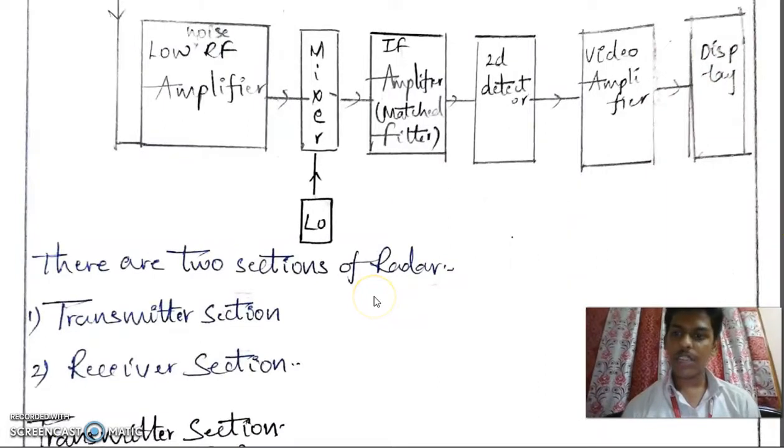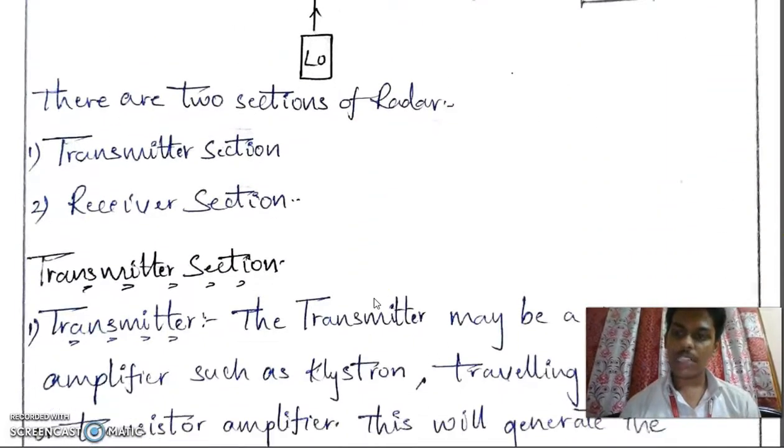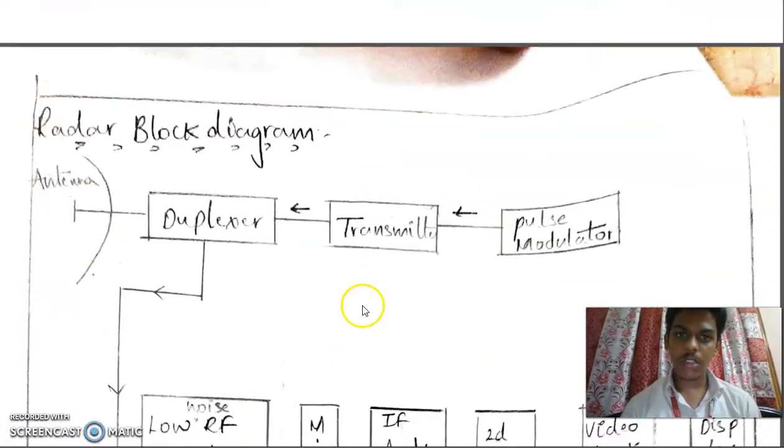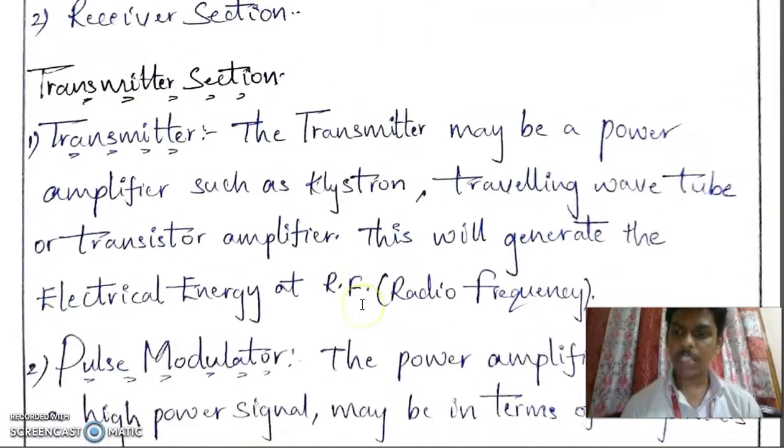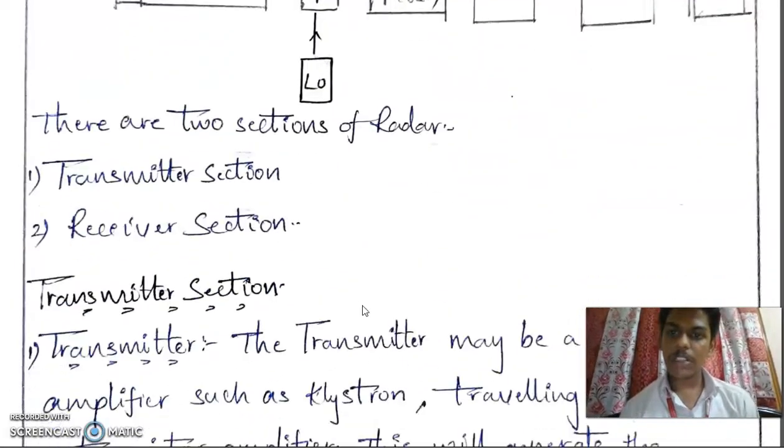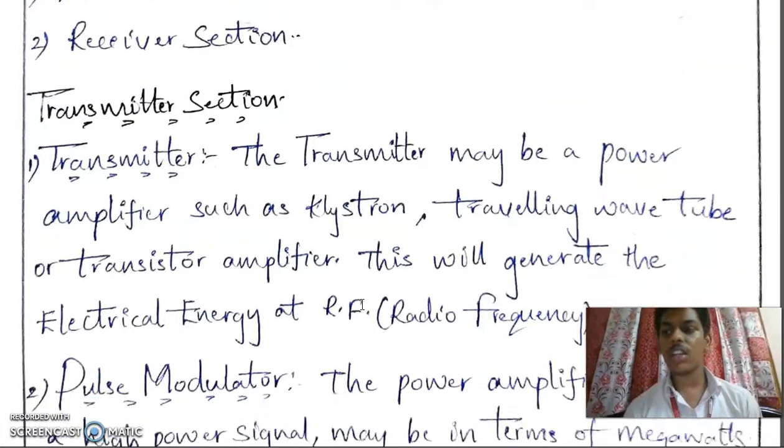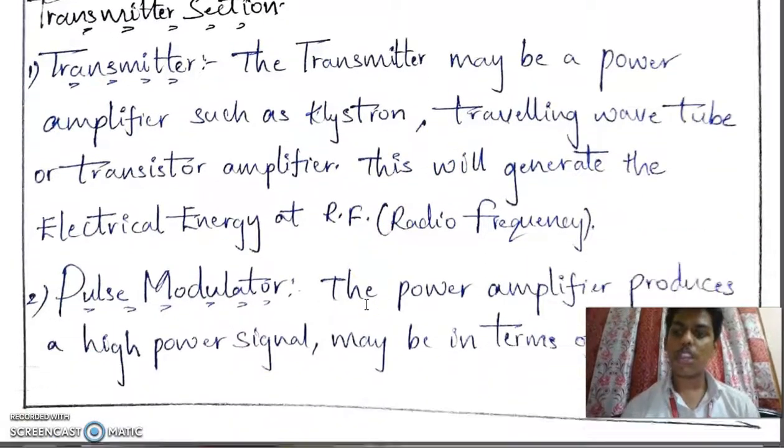Next, coming to the description of each block, starting with the transmitter section. In the transmitter section, we have the transmitter. The transmitter is used to transmit a signal to the target. The transmitter may be a power amplifier. We have many types of power amplifiers such as klystron amplifier, traveling wave tube amplifier, or transistor amplifier. The main aim of the transmitter is to generate electrical energy at the radio frequency. This is about the transmitter.